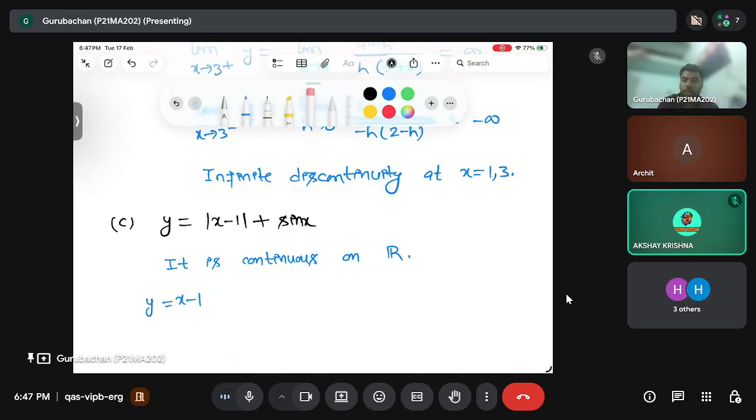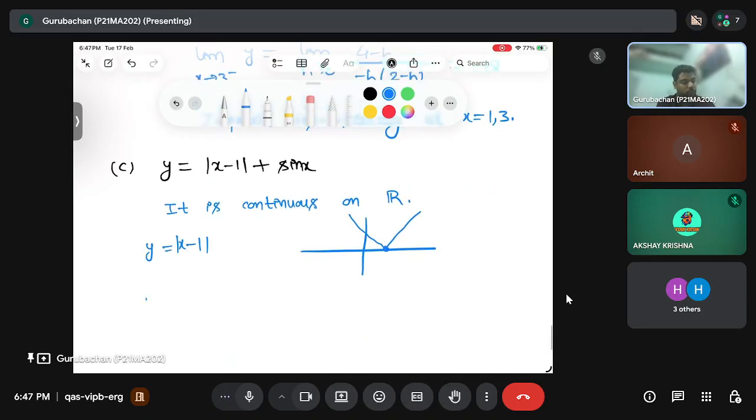Yes, sir. It is continuous on whole R. Correct? Again, if I'm talking about mod of x minus 1, that means that will be the composition of mod and x minus 1. Or in other words, this will be a line like this. Again, this is continuous. Any doubt?